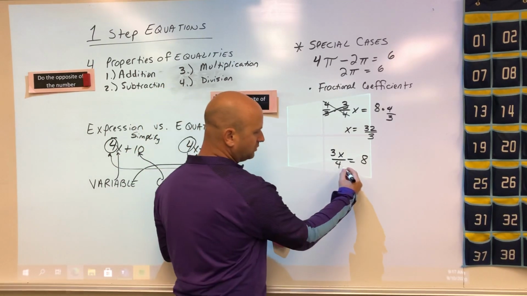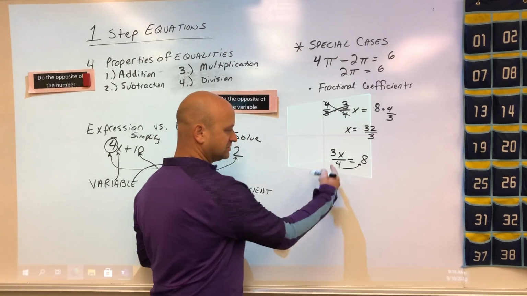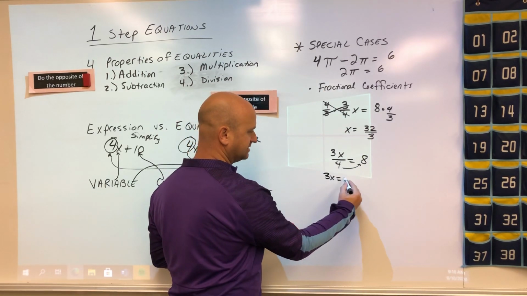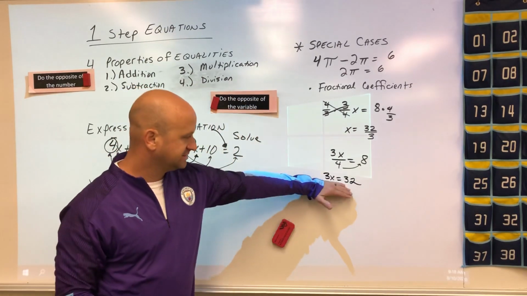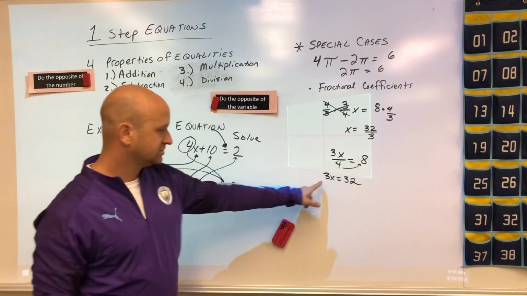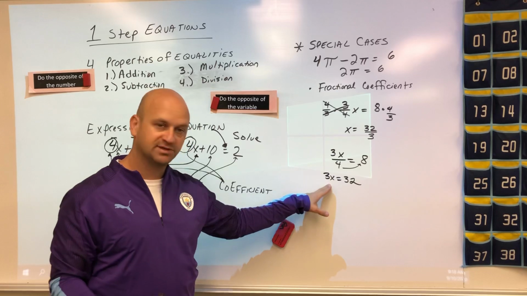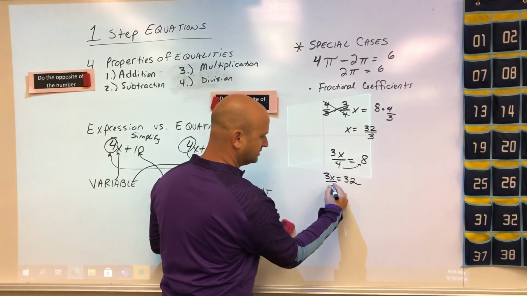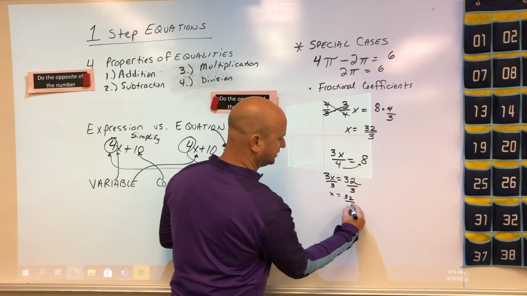All right, so what we would want to do first is multiply and get rid of the fraction. Right, so when we do that, we get 3x is equal to 32. Okay, now this is the one-step equation, and we're going to do the opposite of the variable. So whatever we're doing to x, we're going to undo that. So in this case, we're multiplying it by 3. Now we're going to divide it by 3. Okay, and then we get the same answer.